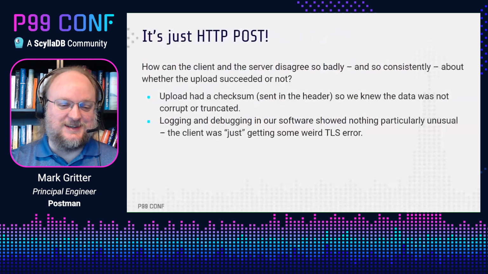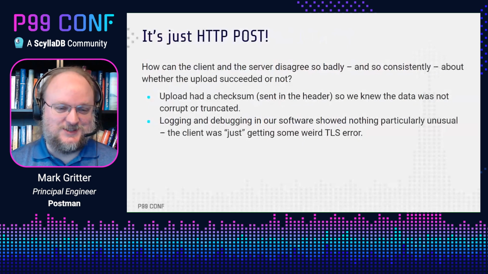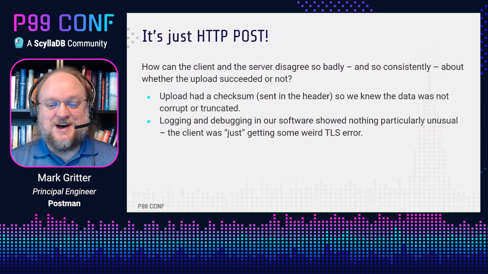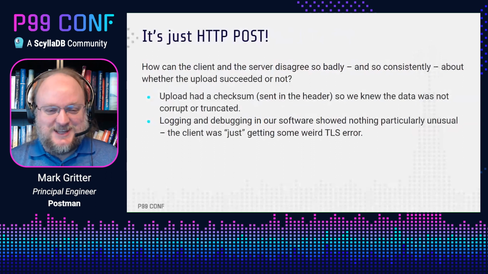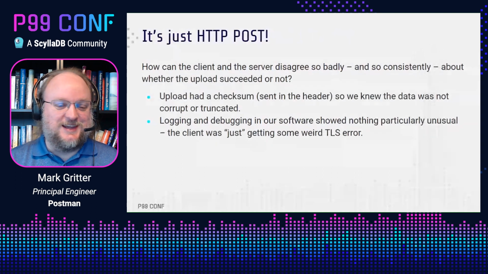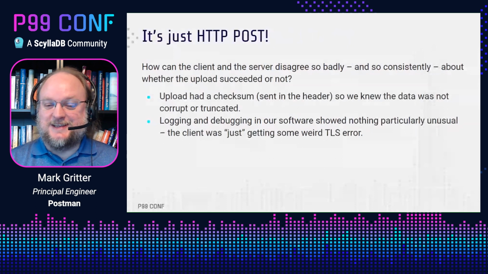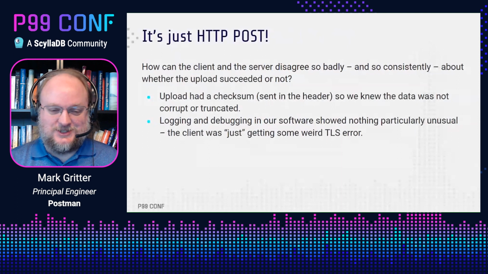And so I was called in to look at this system somebody else had built and see what was going on. Our upload was not a particularly sophisticated protocol. We built some of those later, but this was just an HTTP post with an end-to-end checksum and a header. How could the client and server disagree so badly, and so consistently, about whether the upload had succeeded? We knew the data was not corrupt or truncated because we looked at the checksum. Logging and debugging in our software showed nothing particularly unusual, just a kind of weirdo TLS error, which we eventually figured out was an obscure way of telling us that the connection had closed unexpectedly.